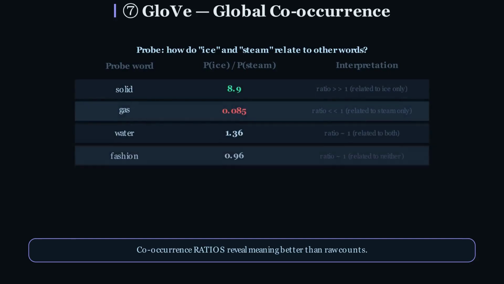GloVe starts from a different question. Instead of predicting neighbors, look at global co-occurrence ratios. Compare how often ice and steam each appear near a probe word. Near solid, the ratio is huge. Clearly ice related. Near gaseous, it's tiny. Clearly steam related. Near neutral words like water or fashion, the ratio settles near 1.